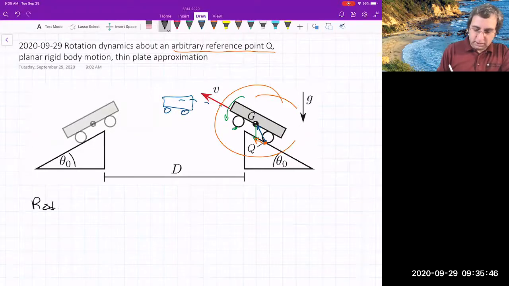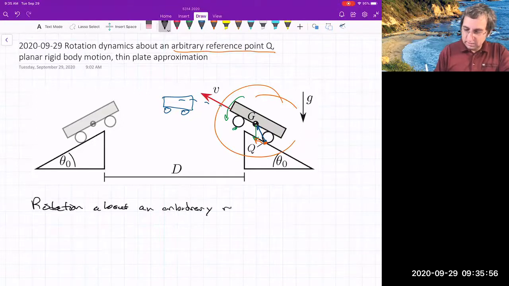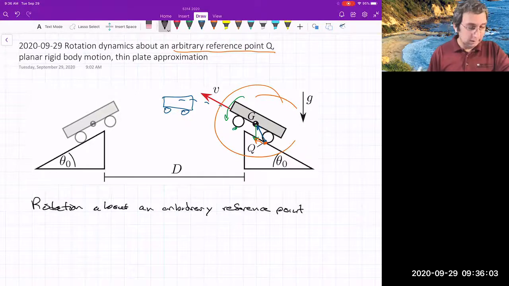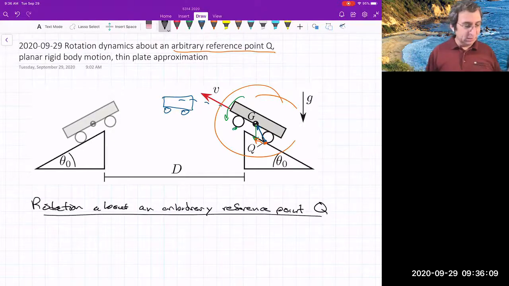So we're going to talk about rotation about an arbitrary reference point on the body. It doesn't even necessarily have to be on the body, but usually you could think of it as being on the body. And so what do we mean? It's that it's arbitrary. It's not the center of mass. It's not even inertially fixed. So that means it is possibly accelerating.